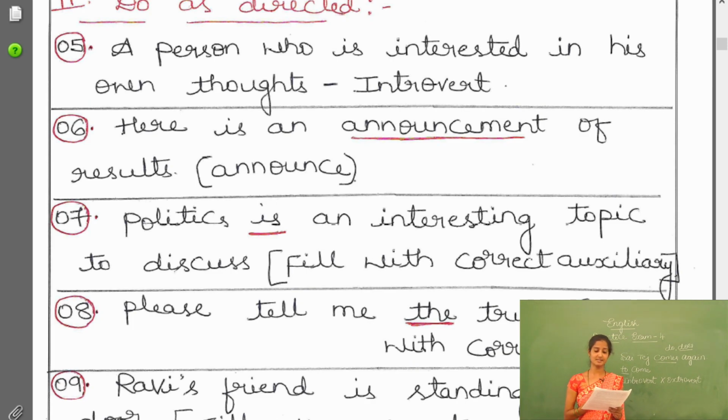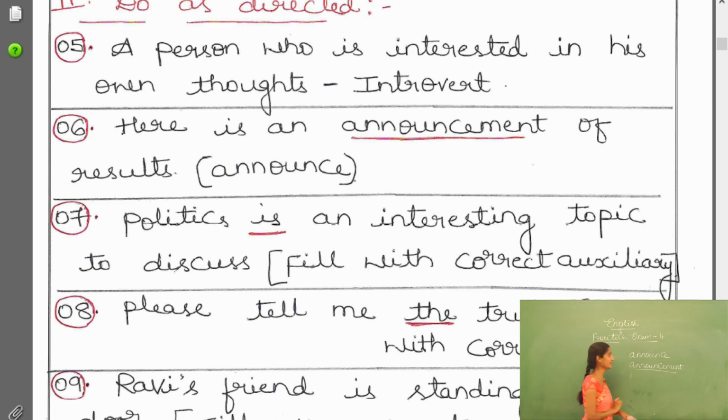And the sixth question is, here is an dash in the bracket. You have the word announce, of results. Here you have to write the correct form of the word. And you know the difference between announce and announcement, right? Announce is a verb. Announcement is a noun. So here is an announcement of results. So what should be the answer? It should be written here as announcement.